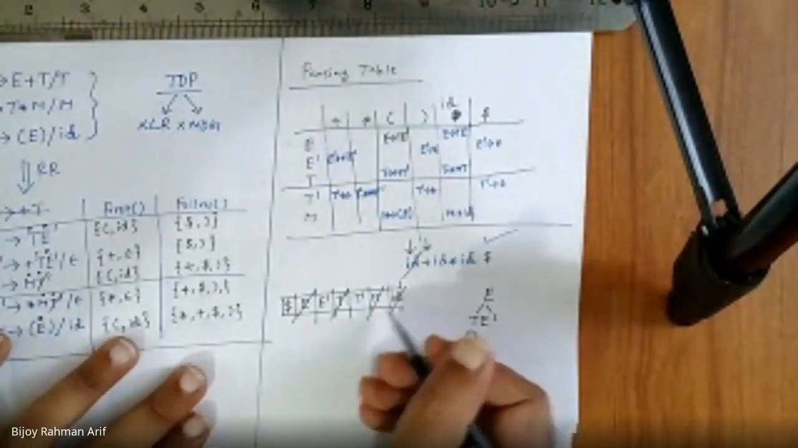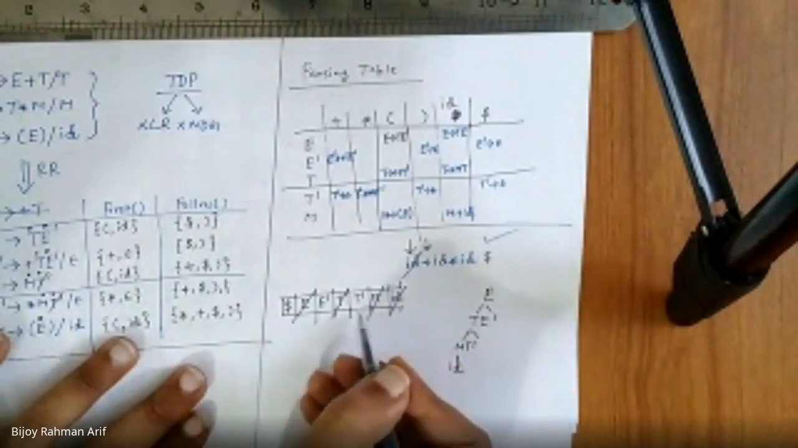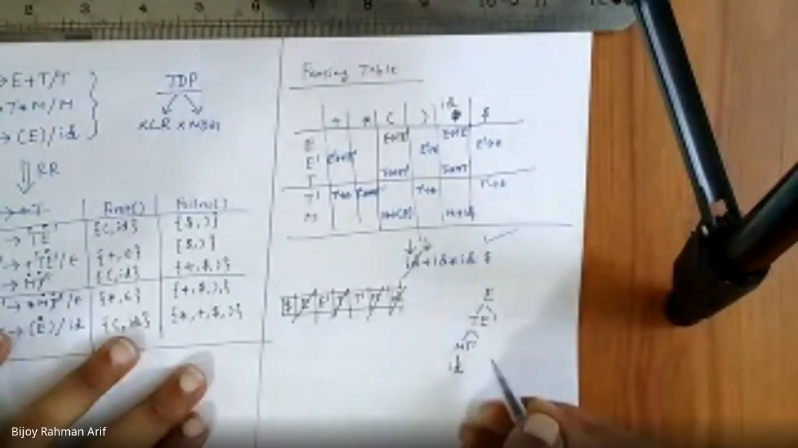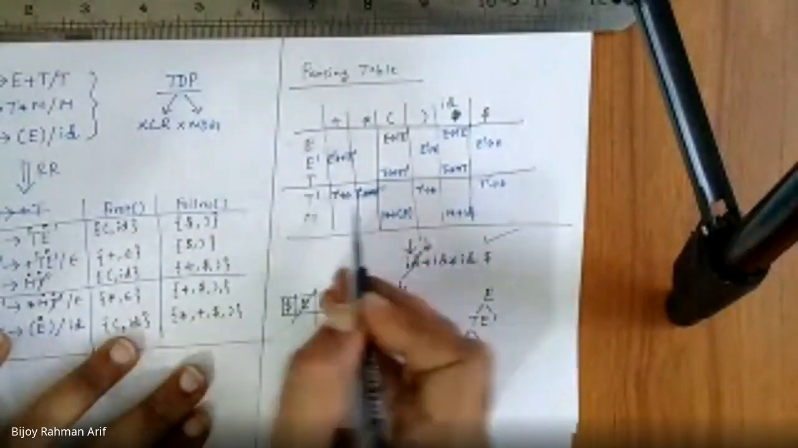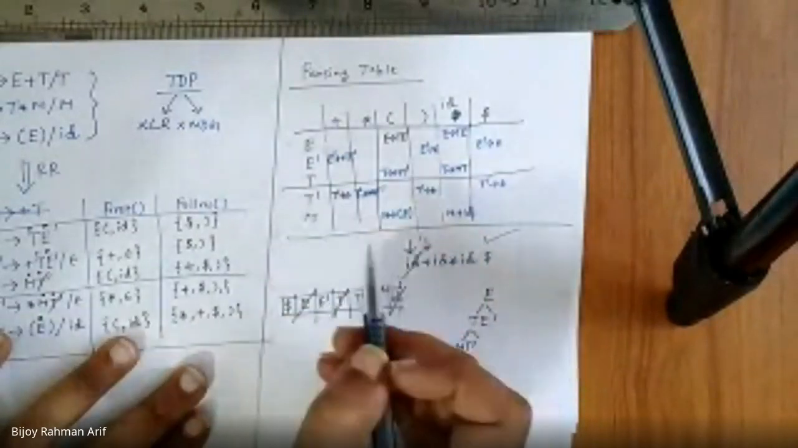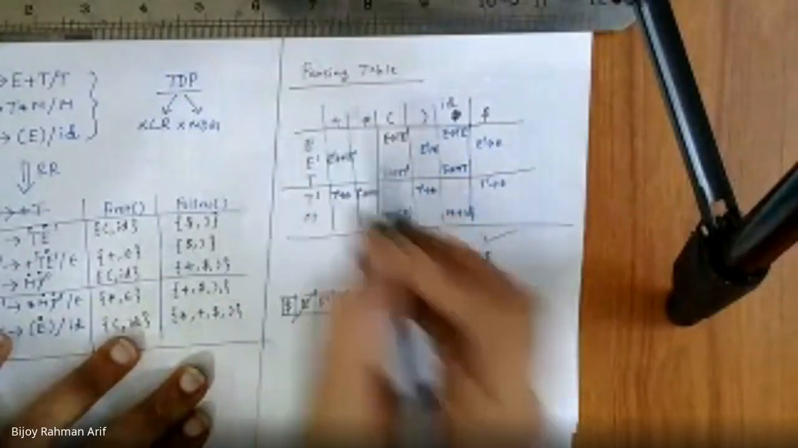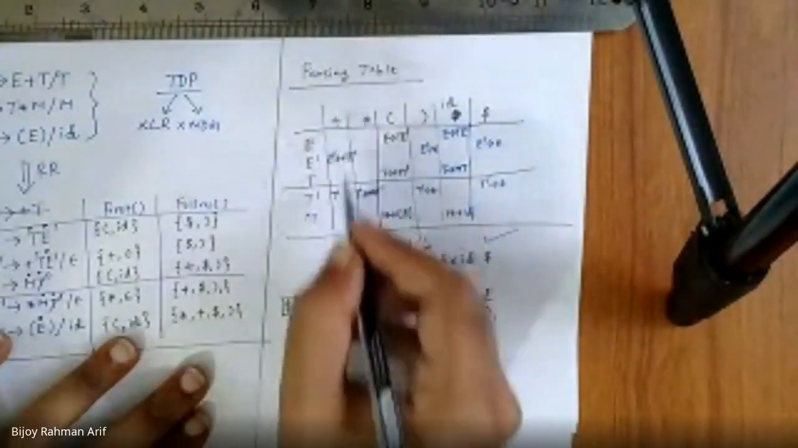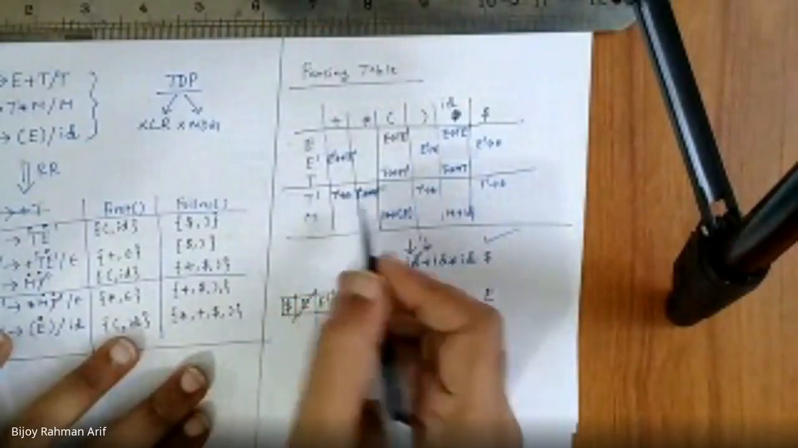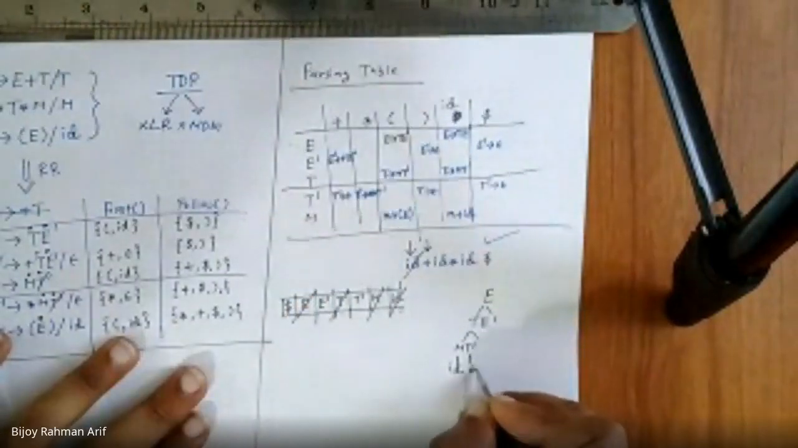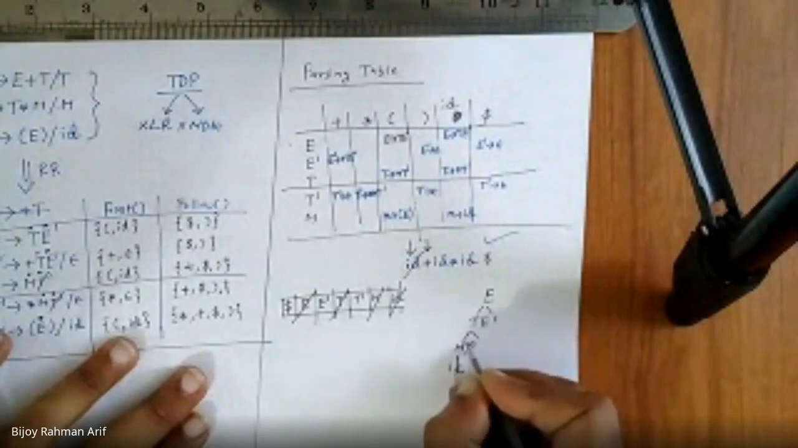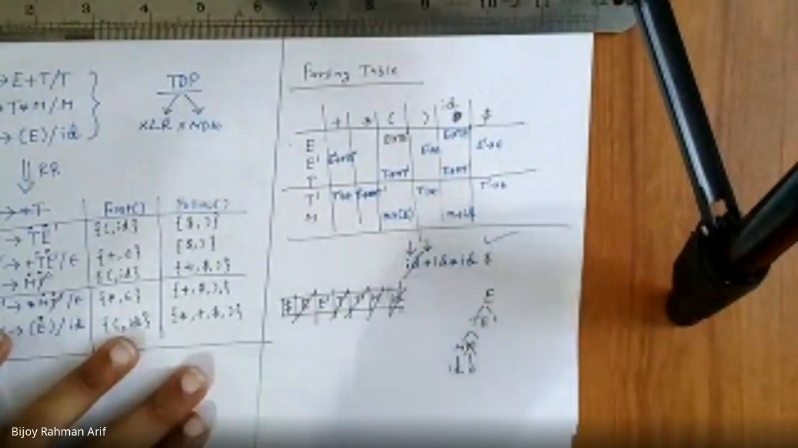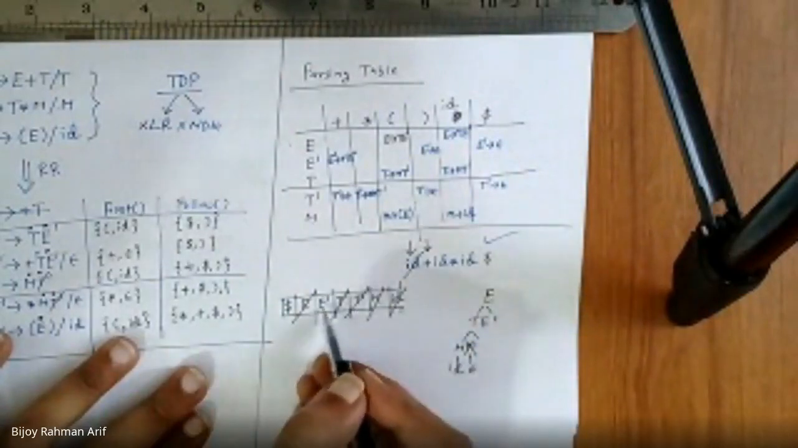Then what happened if you remove id? What is the next one? T dash. T dash is seeing plus. So I'm going to T dash and I'm going to plus column. So it is nothing but T dash becoming epsilon. That means this one is getting vanished, completely vanished. So I cut out this.